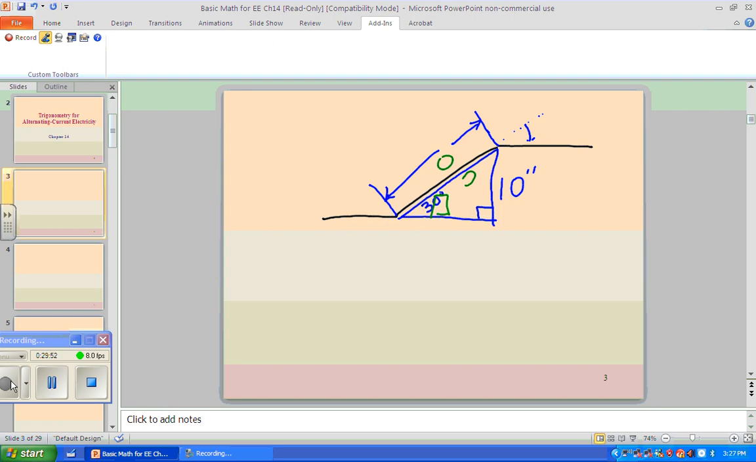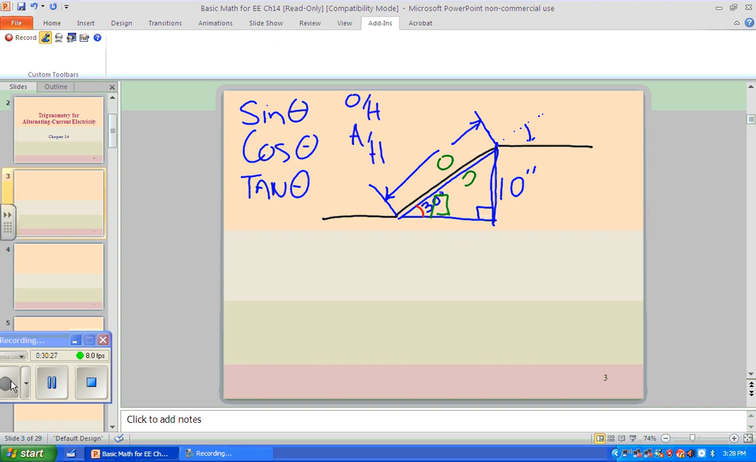So here we are, we're going to bend this conduit at 30 degrees. Now, we have a couple pieces of information, right? Let's put that down: sine, cosine, and tangent. Now, we have the side opposite, right? Because we always, well, almost always, call this our angle. So that's our side opposite.